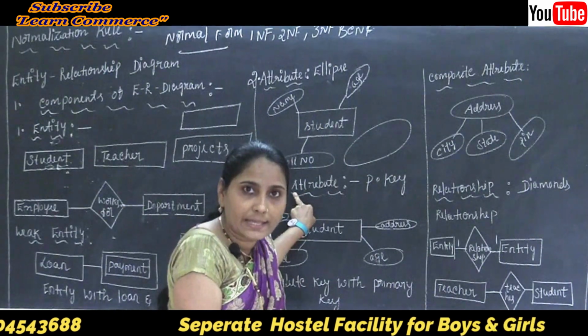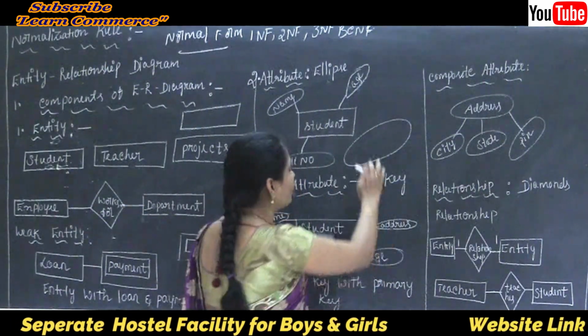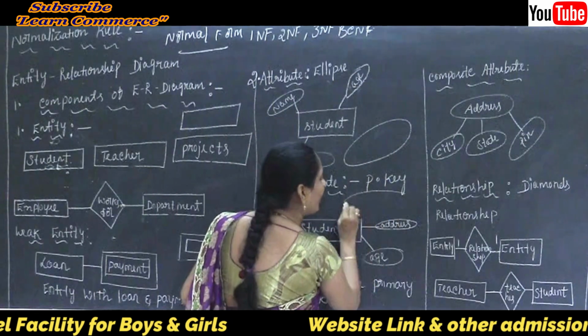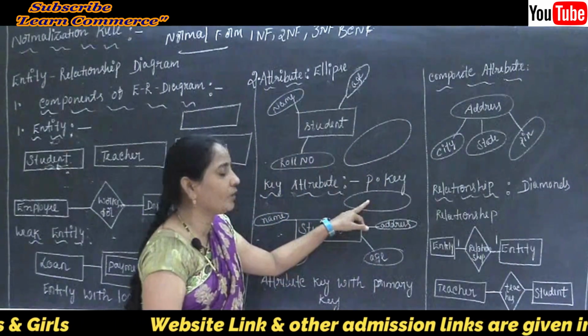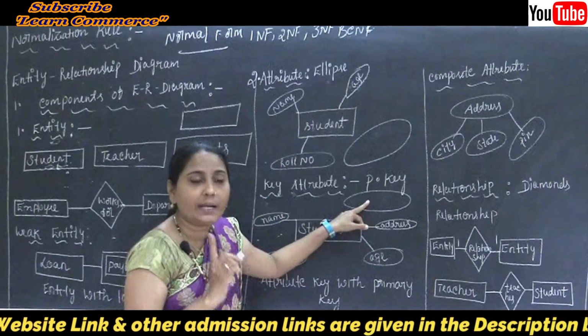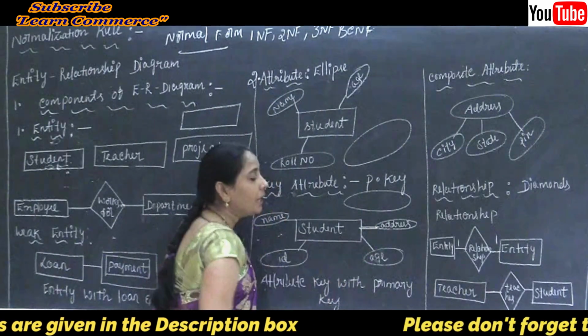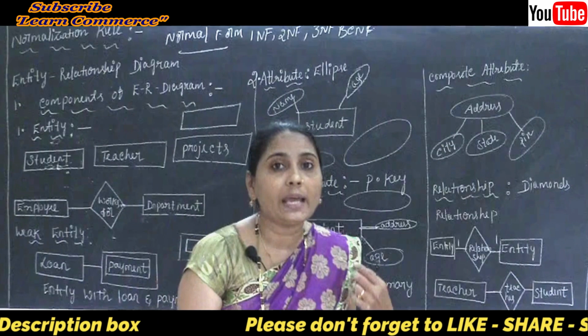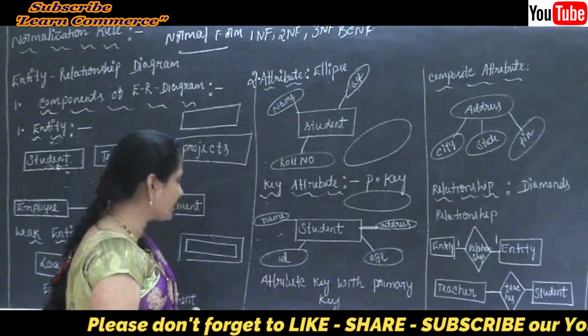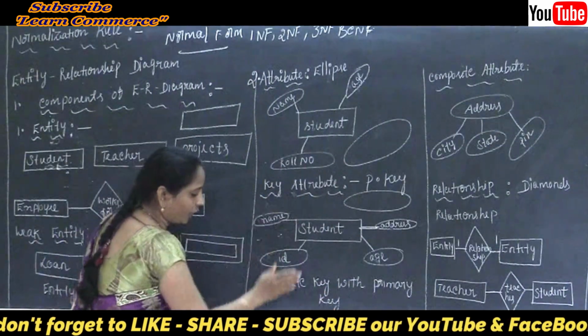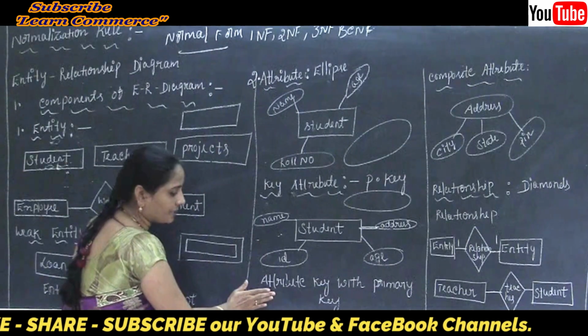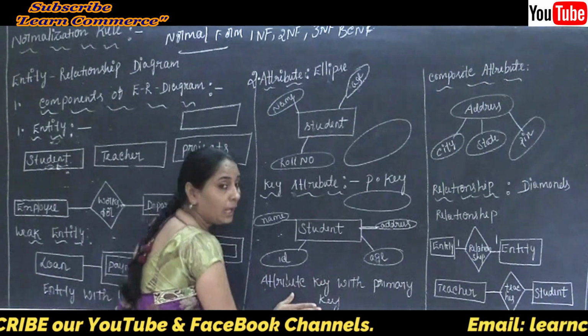Because of the ellipse. This one is called the ellipse. Correct? How are we going to draw it? In this manner we draw the ellipse with underlying lines. The ellipse with underlying lines is called the key attribute here. So this is the example for our key attribute, or we can say the attribute key with primary key.